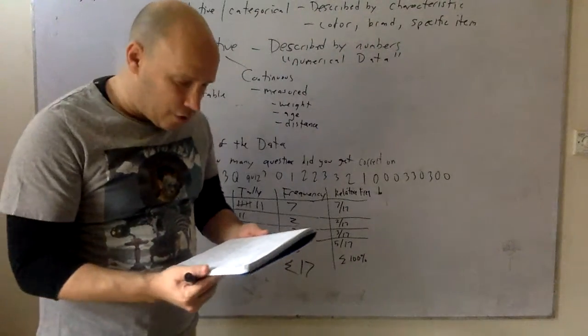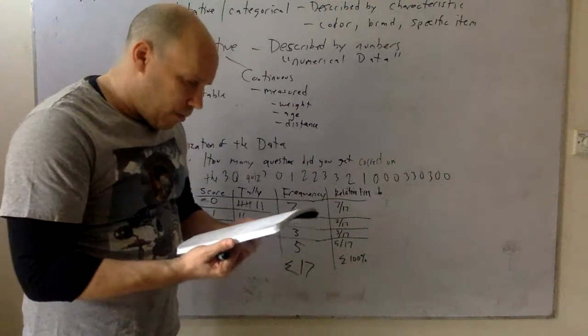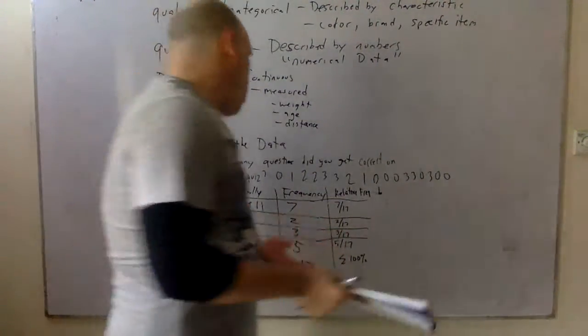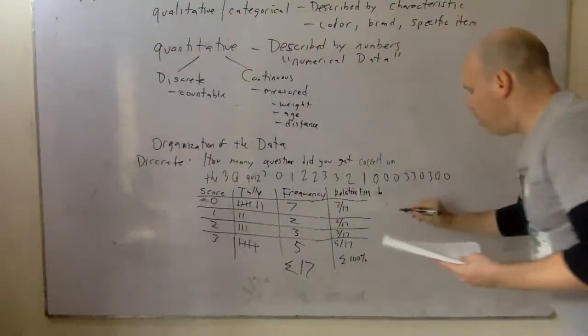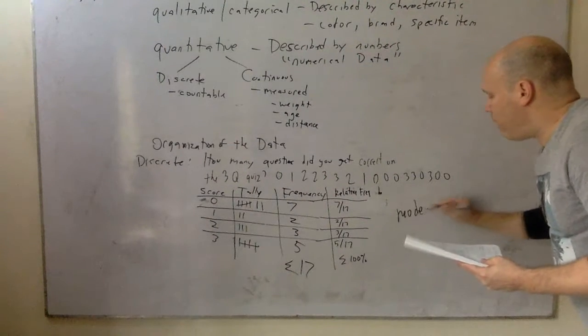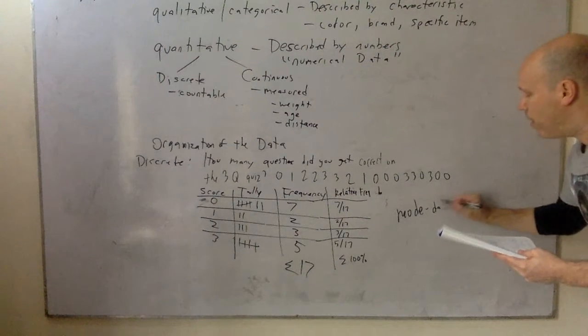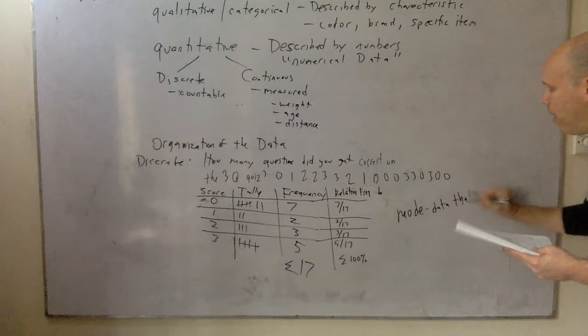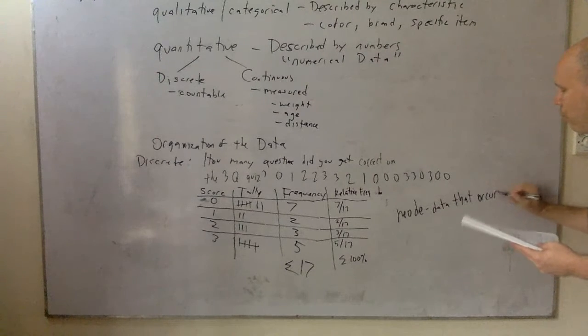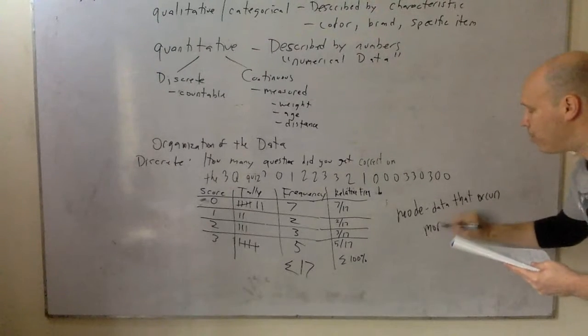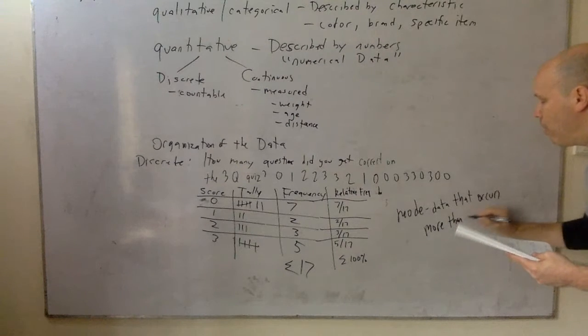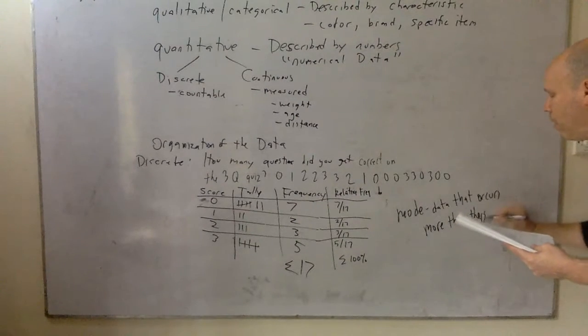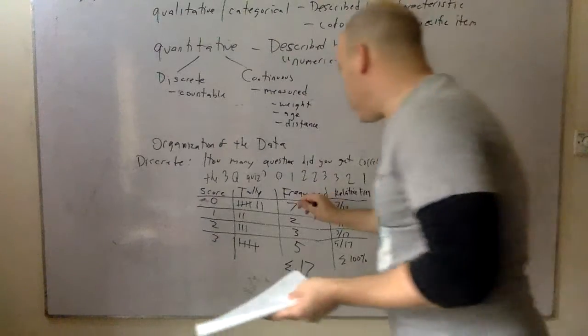What are some questions I could ask you? The one thing I'm going to ask you is, what's the mode? The mode is the data that occurs more than the others. And so we see here the mode is 0.